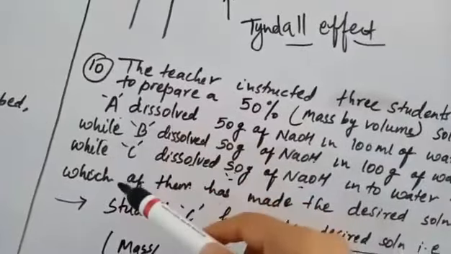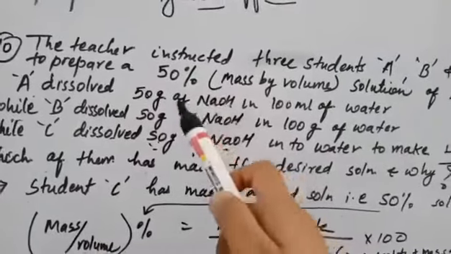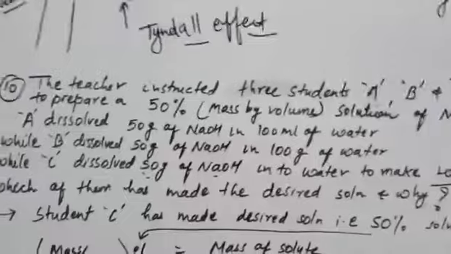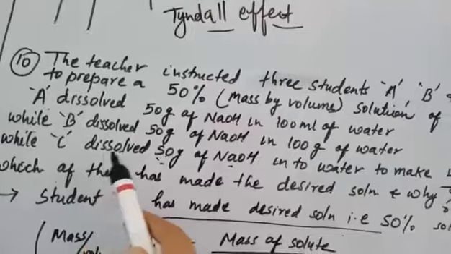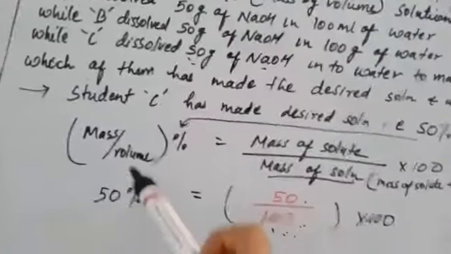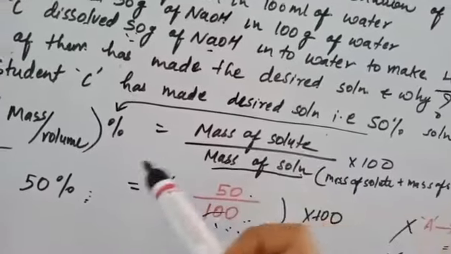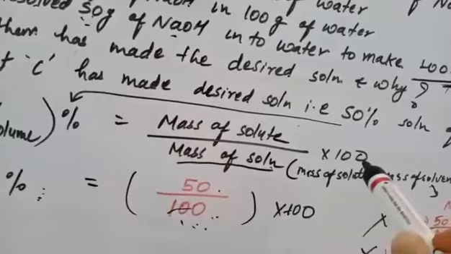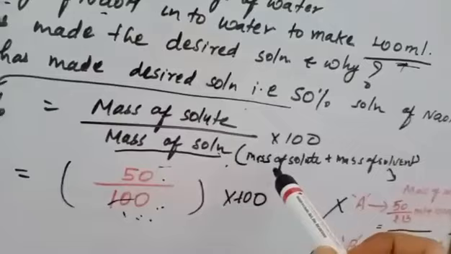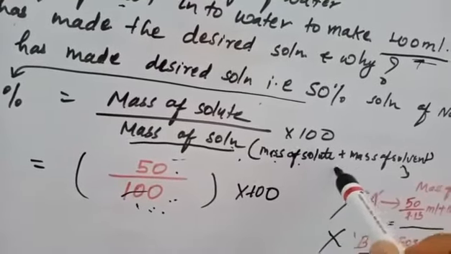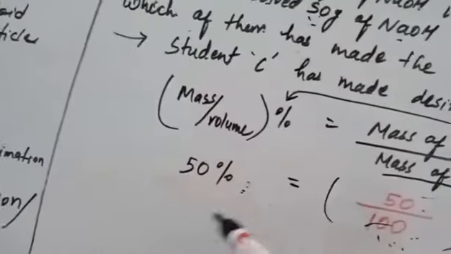So out of these 3 students, who has done the correct process or who has correctly made this 50% solution of NaOH in mass by volume? So first we will see. Student C actually has done correctly. We will see how. So you know that mass by volume percentage can be written as mass of solute divided by mass of solution into 100. Okay, and mass of solution, how will we calculate? We will calculate mass of solution as mass of solute plus mass of the solvent. Okay, so how will we get 50% solution?